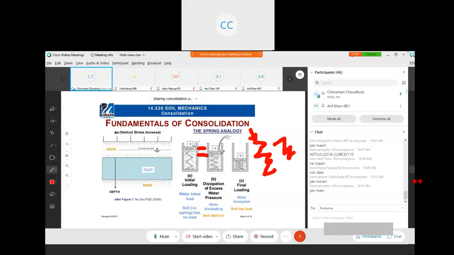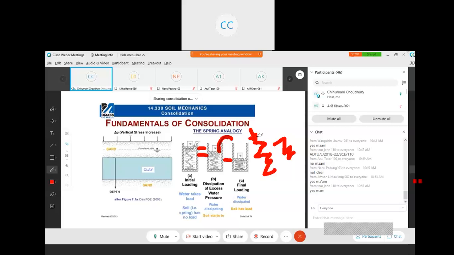This will happen. So now if we think that this spring is nothing but a soil sample, and this is the pore water, the same thing will happen in soil also. Initially, when we apply the load, the load will be taken by the pore water, and there will be squeezing out of water, and this entire load will be taken by the soil sample. So there will be a reduction of volume, isn't it? This is the final loading. Water dissipates, soil has loaded.